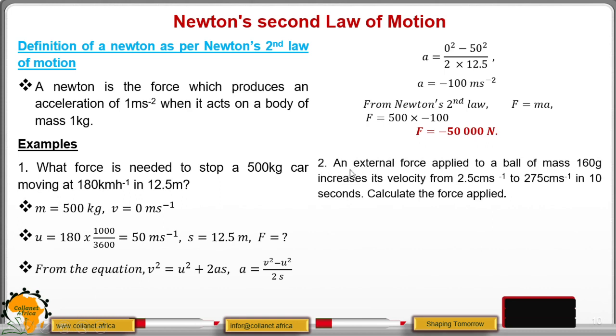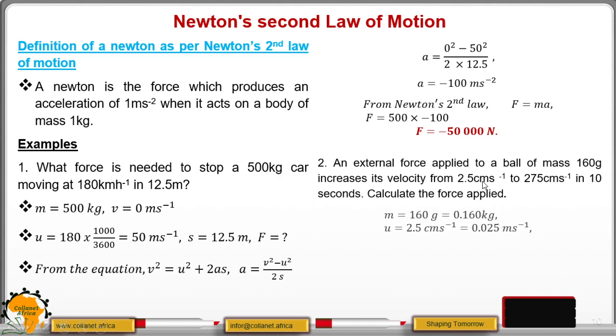Then example number 2: an external force applied to a ball of mass 160 gram increases its velocity from 2.5 centimeters per second to 275 centimeters per second in 10 seconds. Calculate the force applied. We have the mass 160 grams. We can change this into kilograms by dividing through by 1,000. You get that it is 0.160 kilogram.